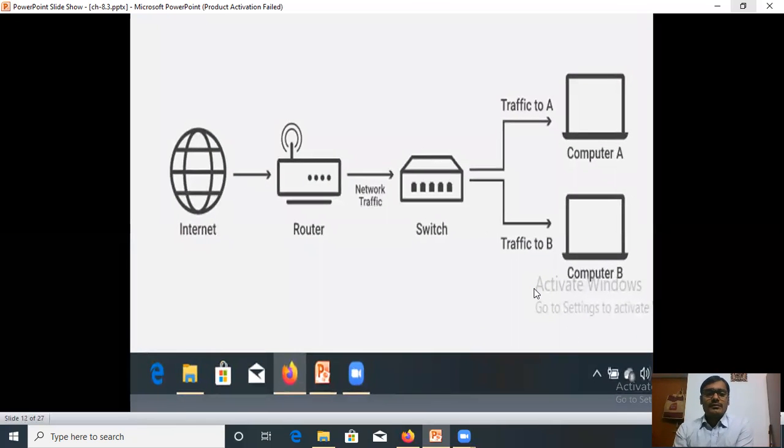You can see this picture of a switch. It is connected to different computers. Different computers can be connected through a switch.